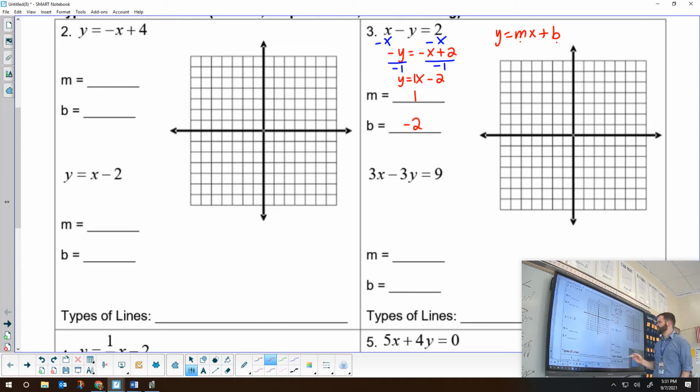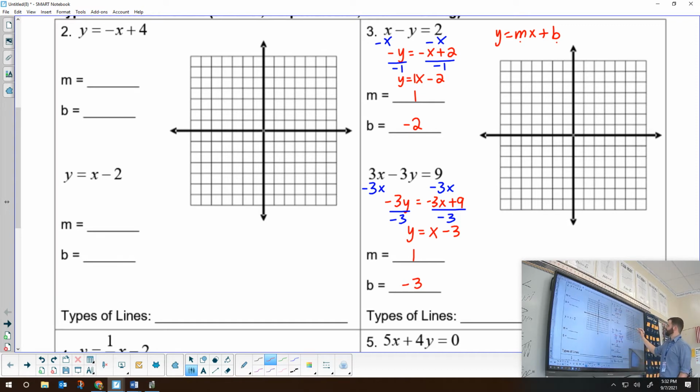Now for my next one, we're going to do the same thing. I'm going to minus 3x to both sides. So we're going to get -3y equals -3x plus 9. Then I'm going to divide this whole side by -3, and we're going to get y equals positive x minus 3. So my slope is going to be 1 again, and my y-intercept is going to be -3. So let's graph these two.